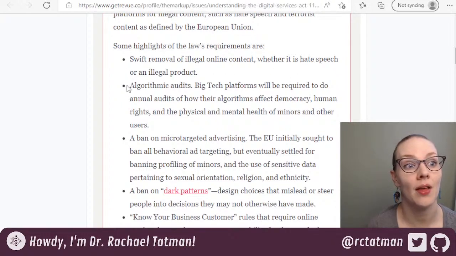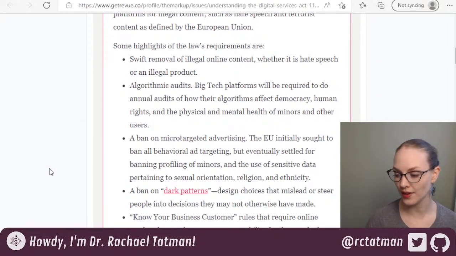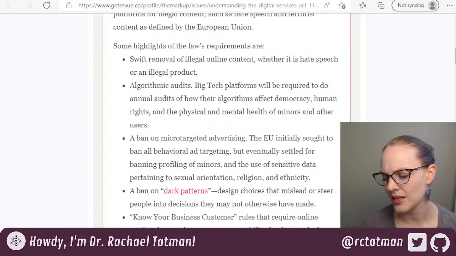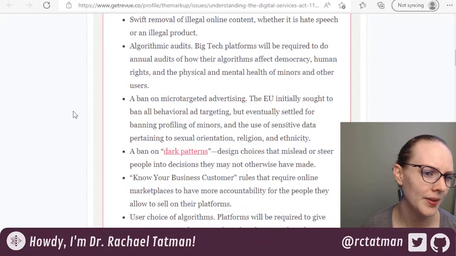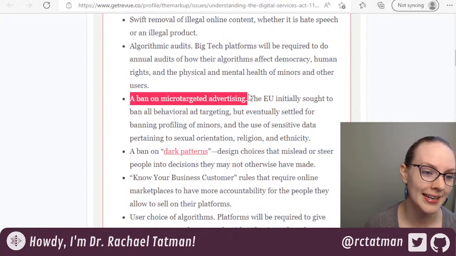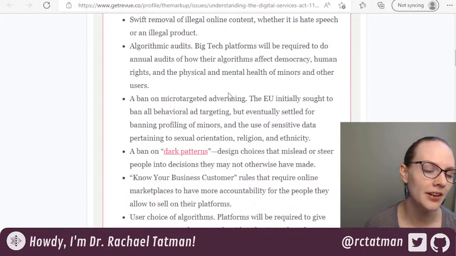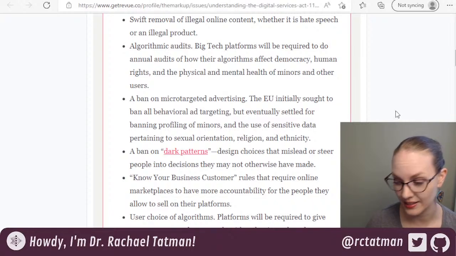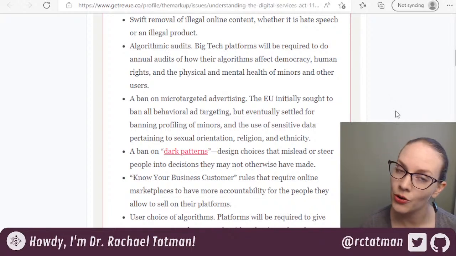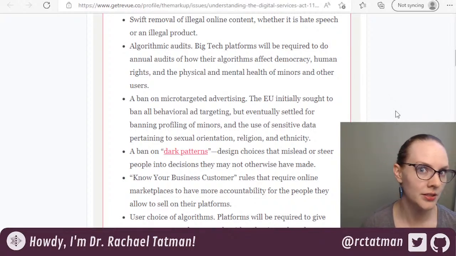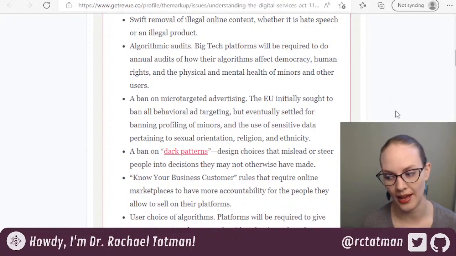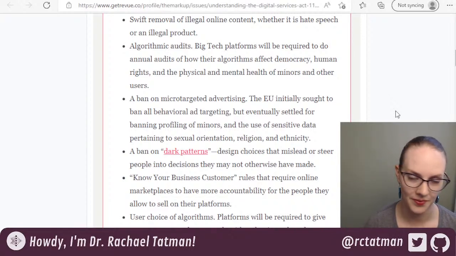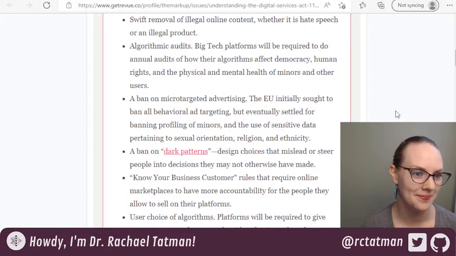All right, so we were talking about the Digital Services Act. I do not know when this is going to go into effect, and I do not know if there will be changes. I think this is past the draft stage. I think this is going to be pretty close to what the text of the law looks like. A ban on micro-targeted advertising. They initially sought to ban all behavioral targeting, but eventually settled for banning profiling of minors and the use of sensitive data pertaining to sexual orientation, religion, and ethnicity. And if you've been reading much about data brokers recently and the insane specificity that you can target using them, I think that's something that you may be aware of.